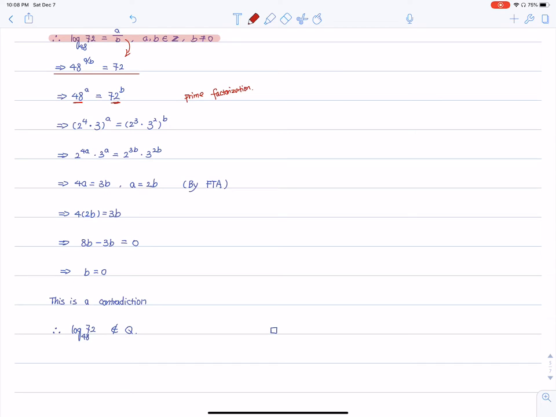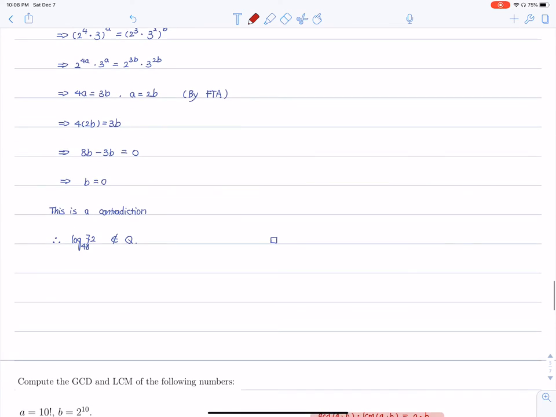Make sure you know how to do this. So this is this, this is this. Okay, so this implies that 2 to the power of 4a times 3 to the power of a equals 2 to the power of 3b times 3 to the power of 2b. By the fundamental theorem of arithmetic, you'll get 4a equal to 3b, a equal to 2b.